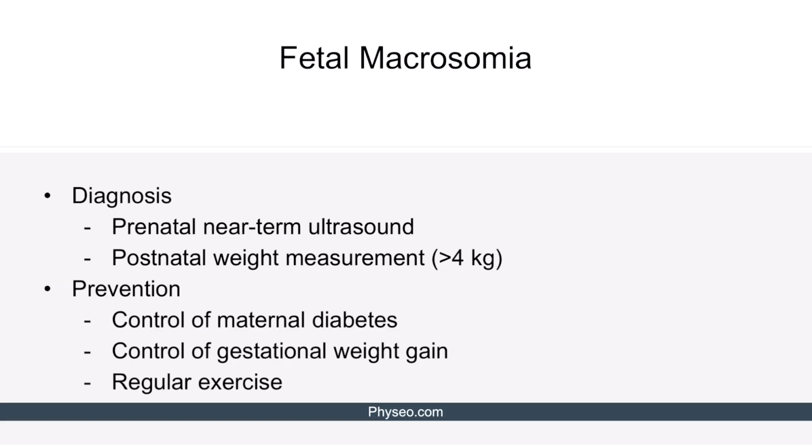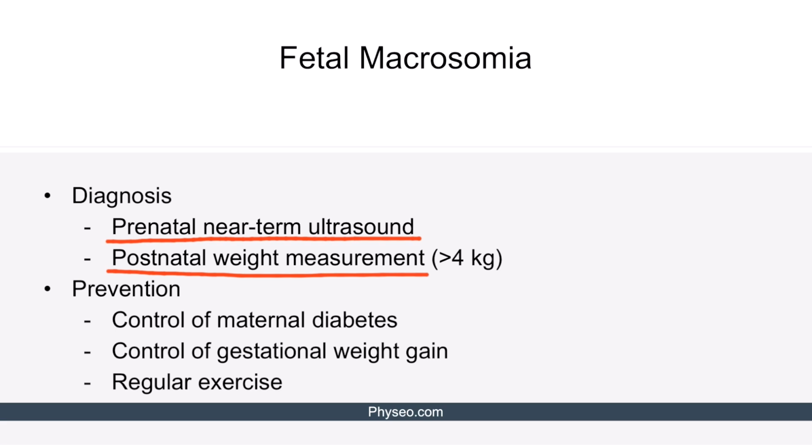Moving on to diagnosis. We can diagnose a baby with macrosomia either via prenatal near-term ultrasound or postnatal weight measurement, which makes sense. You can either visualize it before they're born, or when they're born, you see, wow, that's a large baby. Then you can say, okay, this is a macrosomic baby. And as we already mentioned, macrosomia is a neonatal weight greater than 4 kilograms.